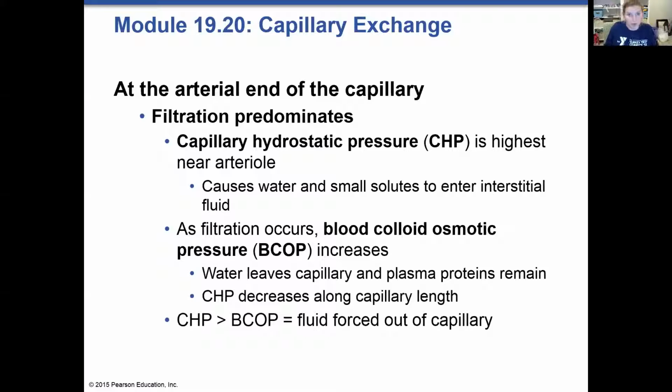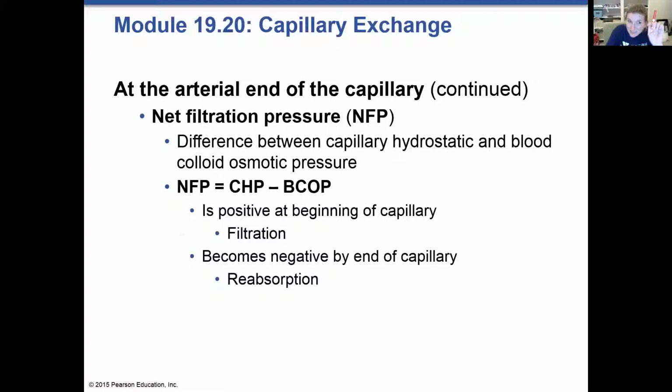When this capillary hydrostatic pressure is greater than the blood colloid osmotic pressure, there's going to be a net movement out of the capillary, or pushing all of your boyfriend stuff out onto the lawn, right? But I'm getting ahead of myself. We're going to come back to that analogy in just a second. Remember that analogy. So on this arterial end of the capillary, you also have this idea of net filtration pressure. So net filtration pressure is the difference between the capillary hydrostatic pressure and the blood colloid osmotic pressure.